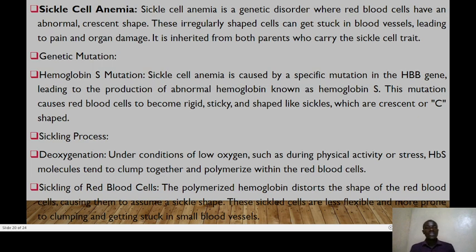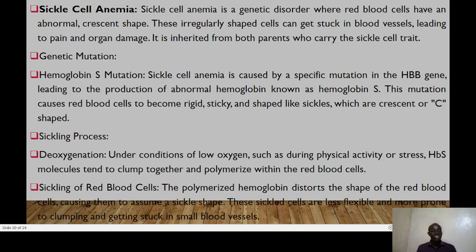Sickle cell anemia is also another genetic disorder where red blood cells have an abnormal crescent shape. These irregularly shaped cells can get stuck in blood vessels, leading to pain and organ damage. It is normally inherited from both parents who carry the single trait. And this is caused by a genetic mutation, the hemoglobin S mutation. Sickle cell anemia is caused by a specific mutation in the HBB gene, leading to production of abnormal hemoglobin known as hemoglobin S. The mutation causes red blood cells to become rigid, sticky, and shaped like sickles, which are normally crescent or C-shaped.